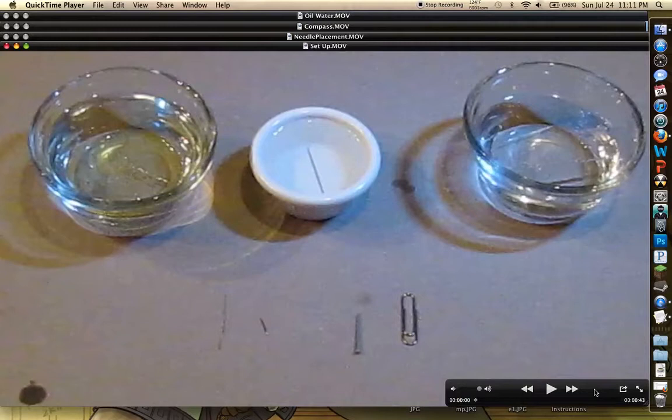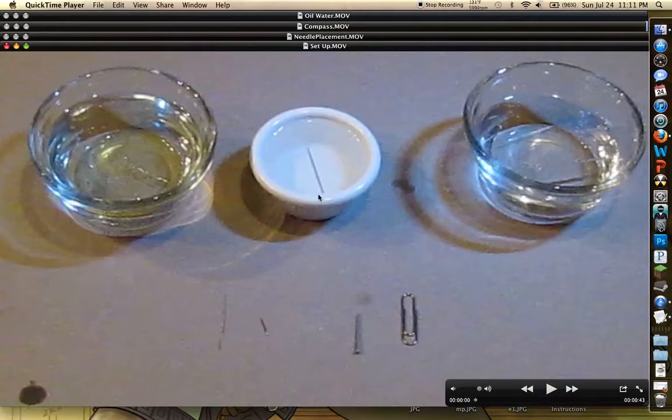What you see here is my setup for the experiment. I have on the left a bowl of oil and water. It has been let set for some time, and it may be hard to see, but there is a needle hidden within there, located here. I was unable to get it to float on the surface of the oil or the water.